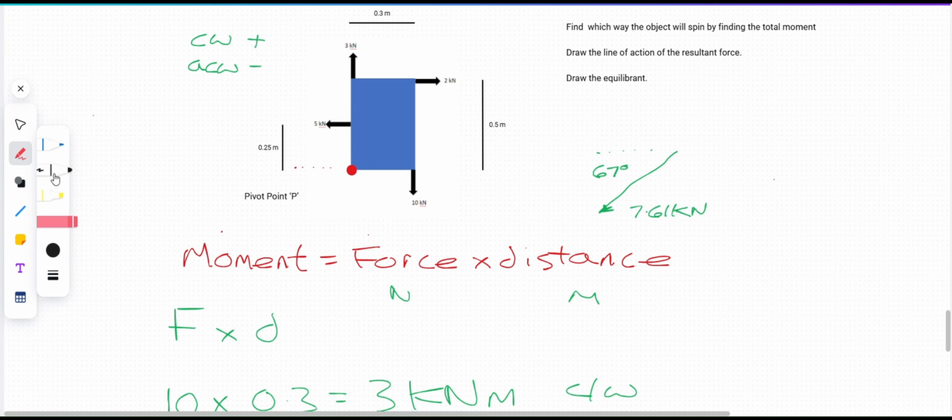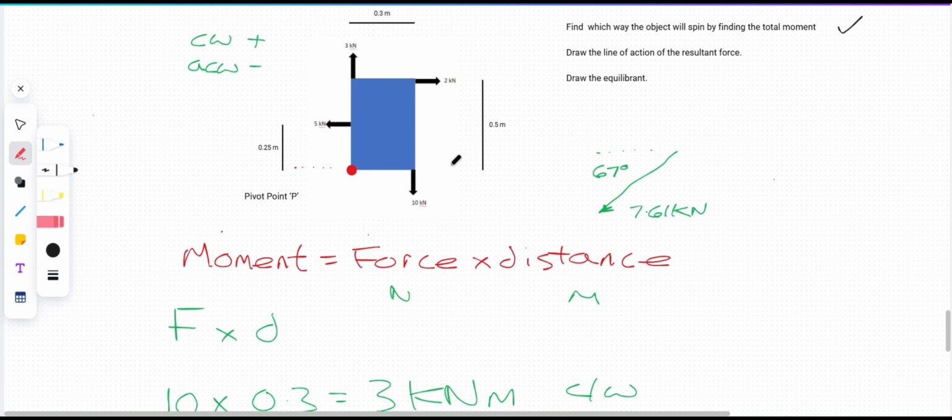So we've done, find which way the object will spin. We've done that, tick. Now we've got to draw the line of action of the resultant force. Well, here's my resultant force. There, look, 7.61. We know it's coming down. And we now know it's 67 degrees. And we now know it's going to spin it clockwise.